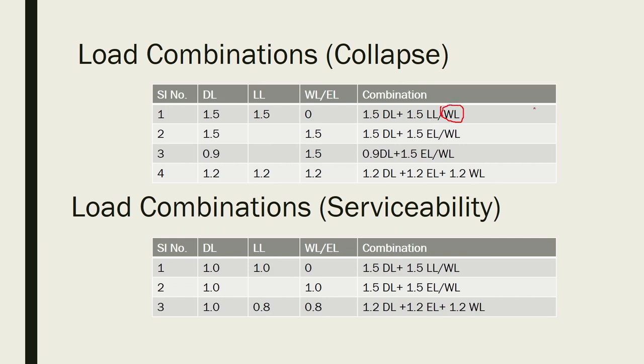Now the next combination is that you might not be at your home, or when suppose earthquake came, you go outside, so there will be no live load. The only thing is the dead load and the earthquake load. Then in that case, the combination will be 1.5 dead load plus 1.5 earthquake load. Then or 1.5 wind load. Now there is another one, that is 0.9 dead load plus 1.5 earthquake load.